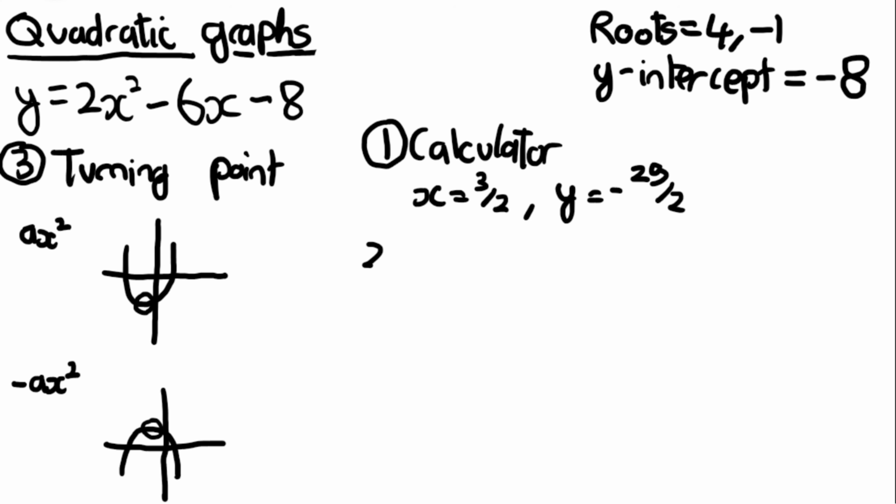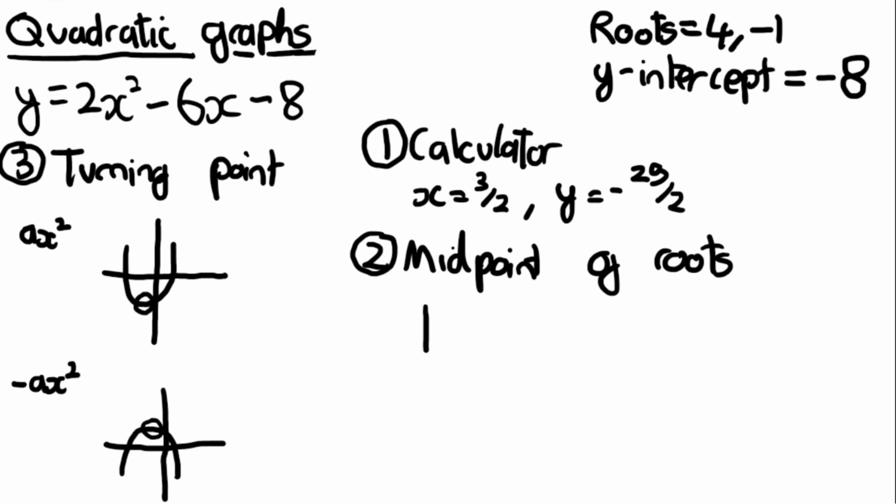The second method, this is by far in my opinion the best of the two methods that I'm about to describe, is you can find the midpoint of the roots. If you think about it, the x-coordinate of the turning point is going to be the midpoint of the two roots because the quadratic is symmetrical. So what you can do is you can find the midpoint of our two roots up here, which is 4 minus 1, and that is 3 over 2, and that's what the x-coordinate is equal to.